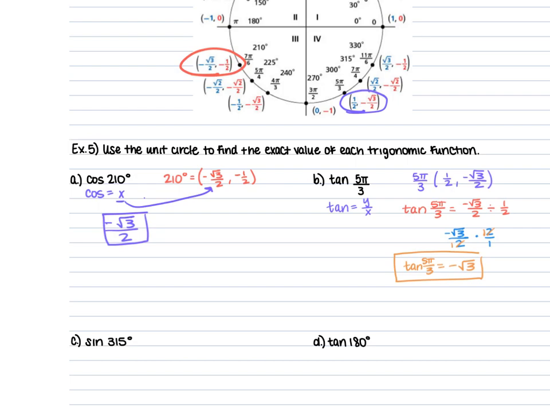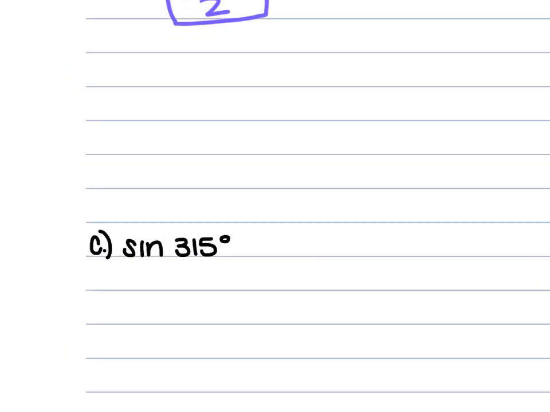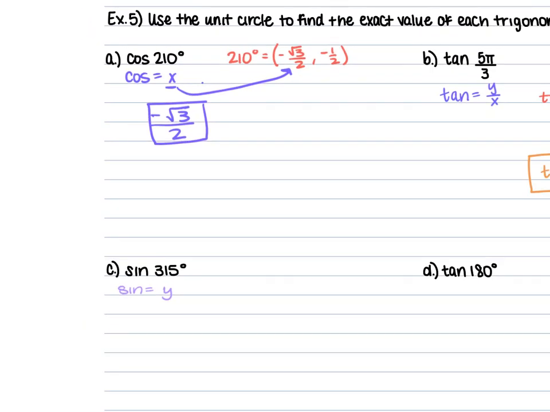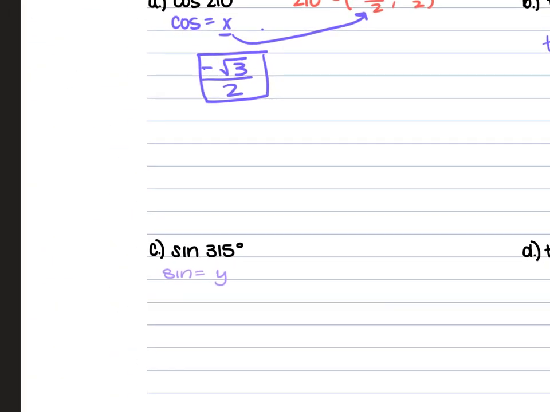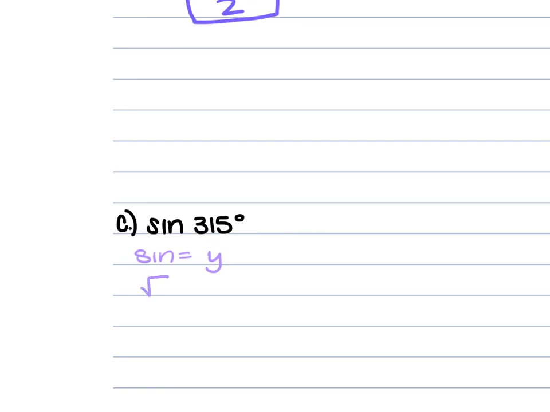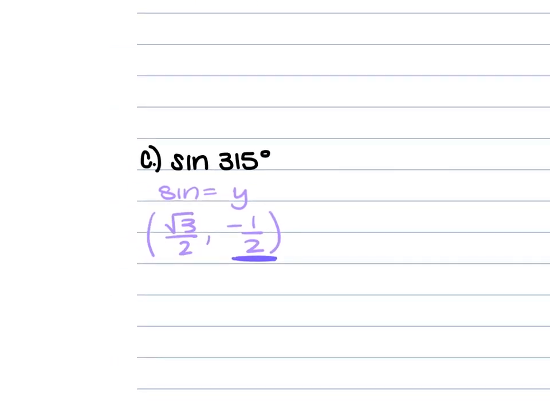For C, we're working with the sine of 315 degrees. So if we're working with sine, that's our y value. Find the ordered pair for 315 degrees. 315 degrees is the same as 11 pi over 6, which is square root of 3 over 2, comma negative 1/2. So that's our ordered pair that we're working with. If we're finding the y value from that ordered pair, it's just the negative 1/2. So the sine of 315 degrees is negative 1/2.